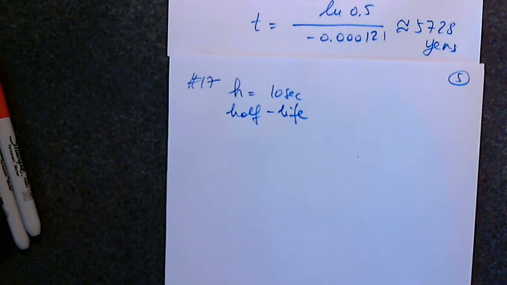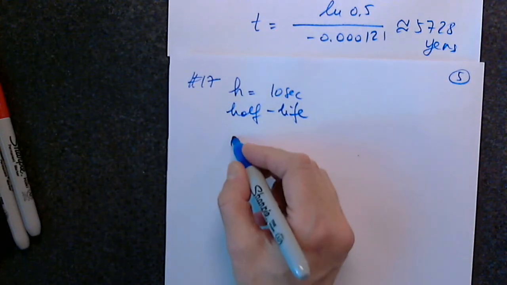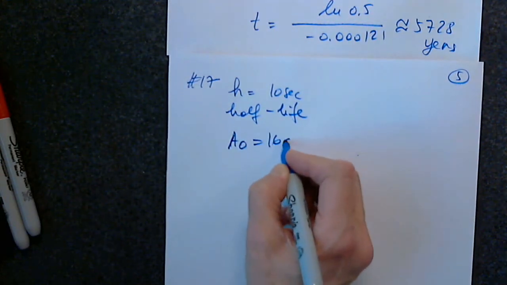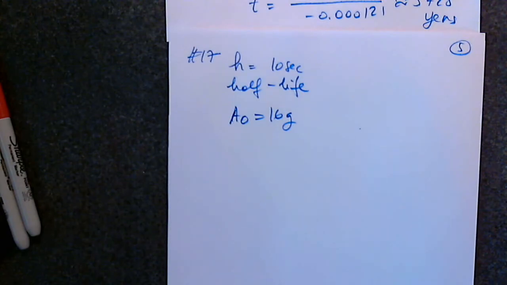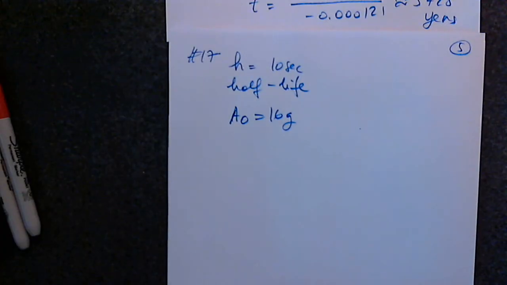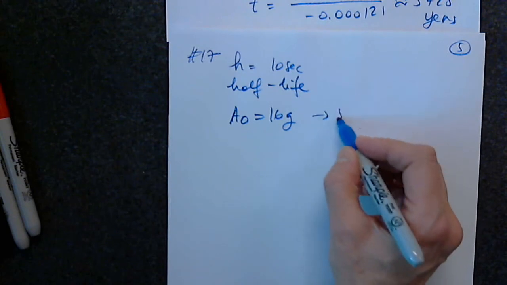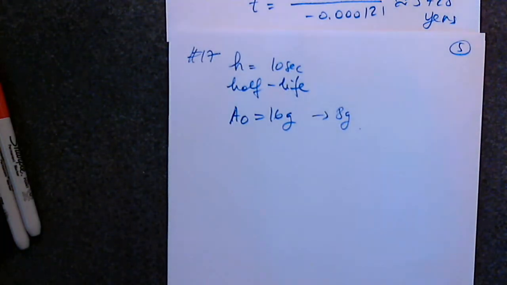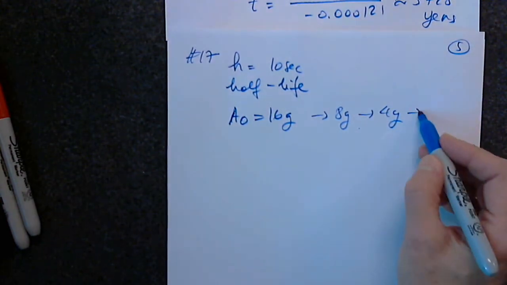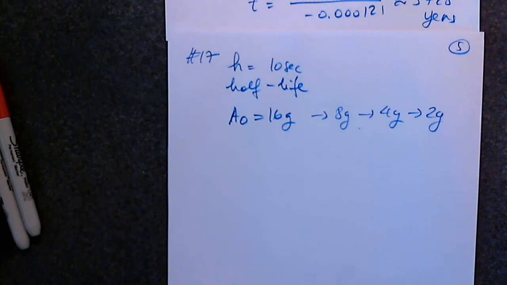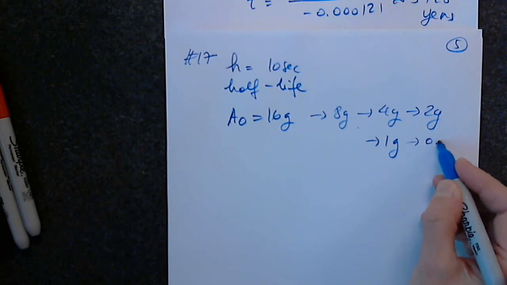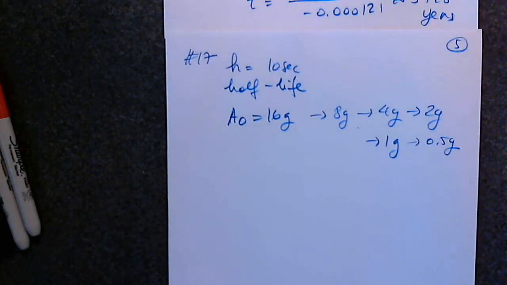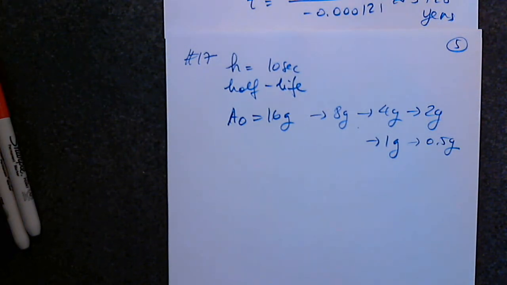Okay, let's see. If 16 grams, so A0, again 16 grams, are initially present, how many grams are present after 10 seconds? You already told me. So after 10 seconds, it will be 8 grams. After 20 seconds, there will be 4 grams. After 30 seconds, there will be 2 grams. After 40 seconds, 1 gram. And after 50 seconds, it's going to be 0.5 grams. Okay.